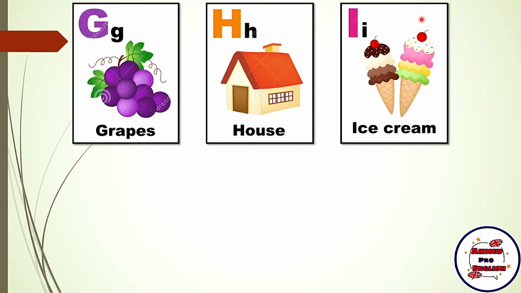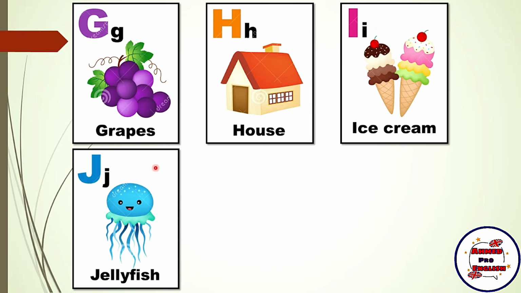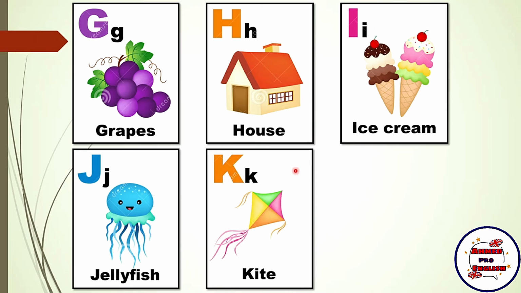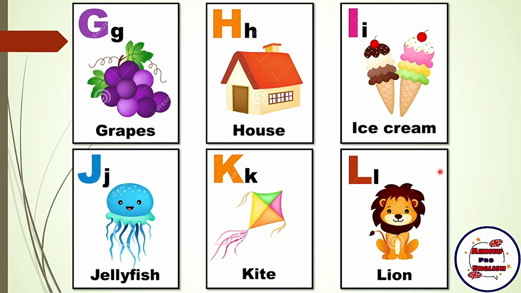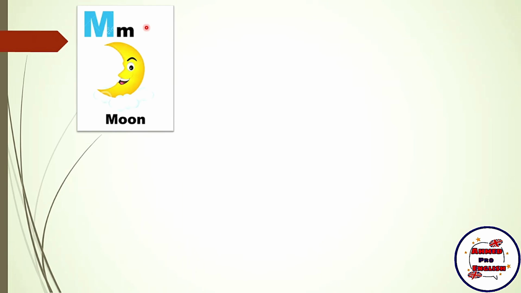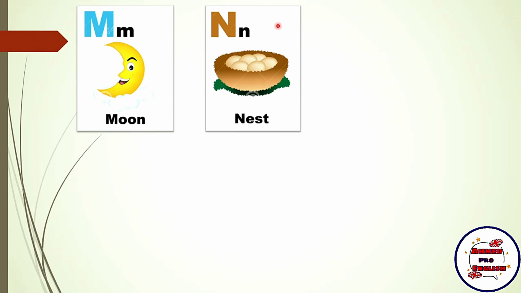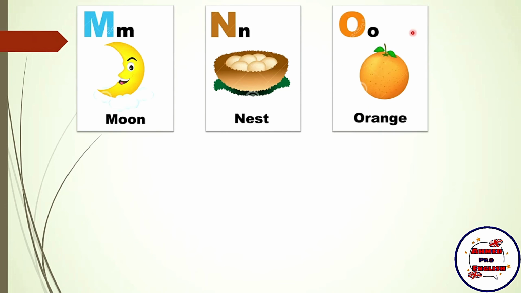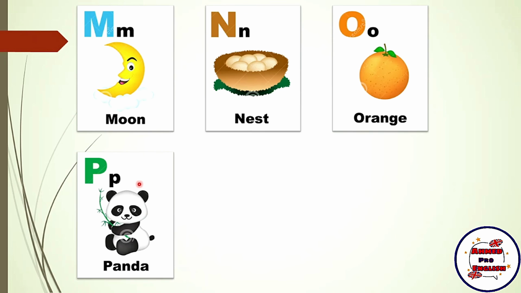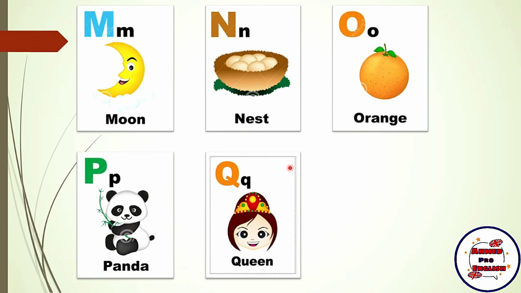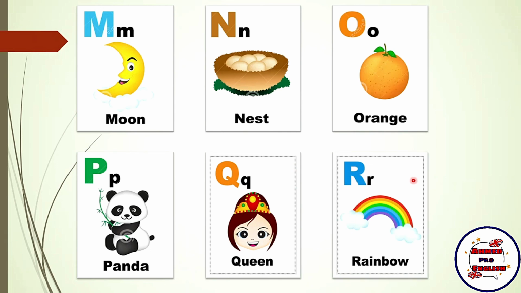I for ice cream, ice cream. J for jellyfish, jellyfish. K for kite, kite. L for lion, lion. M for moon, moon. N for nest, nest. O for orange, orange. P for panda, panda. Q for queen, queen.